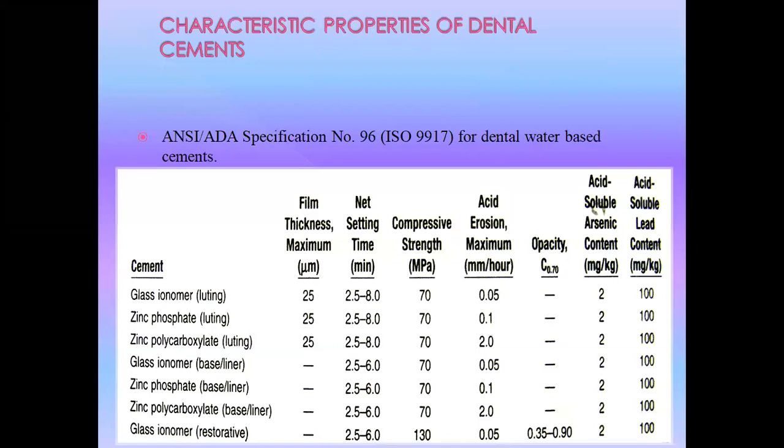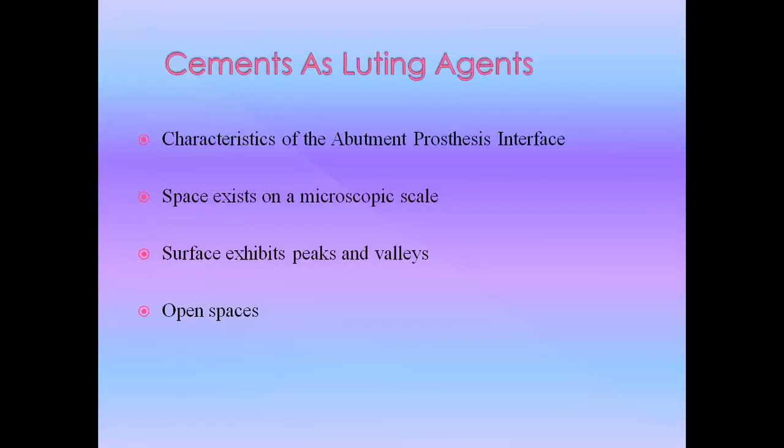Now see the film thickness, net setting time, compressive strength. Here the table gives almost everything. Glass ionomer and zinc phosphate luting consistencies have 2.5 to 8. Even polycarboxylate has 2.5 to 8. For glass ionomer restorative it is 2.5 to 6. If you take compressive strength, glass ionomer restorative has more compressive strength, as per the tabular columns from a textbook.